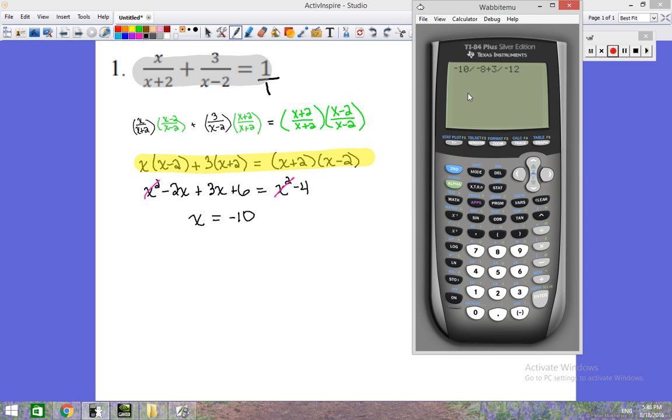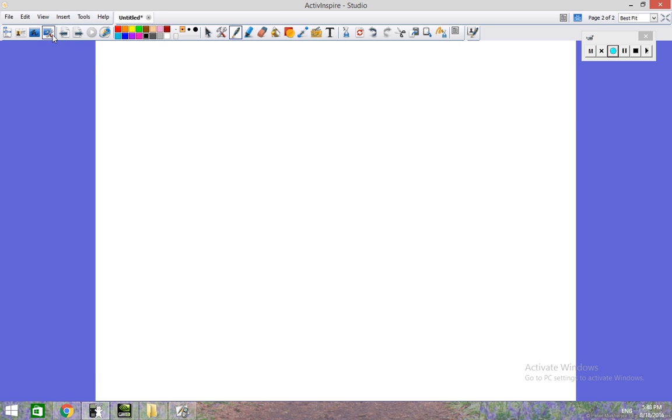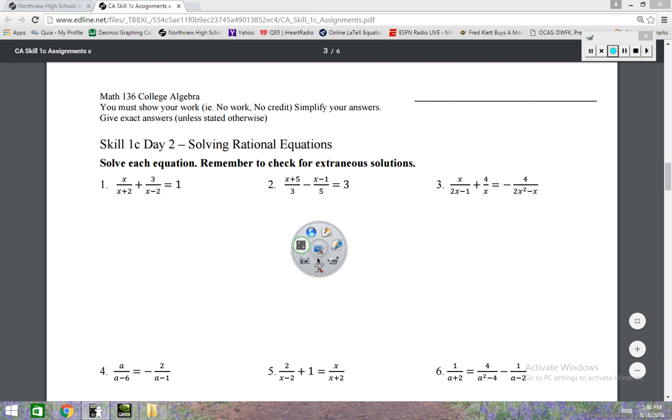So on the left-hand side, when I add these two fractions together, hey, I get 1. And that was what I have on the right-hand side. So I claim that this does check, and that's my solution for problem number 1. All right. Let's move on to problem number 2.